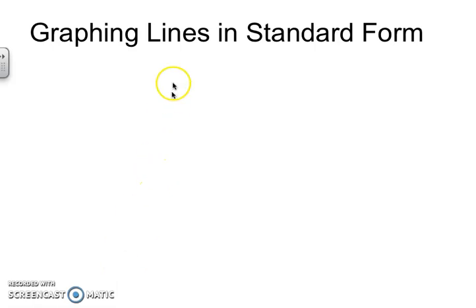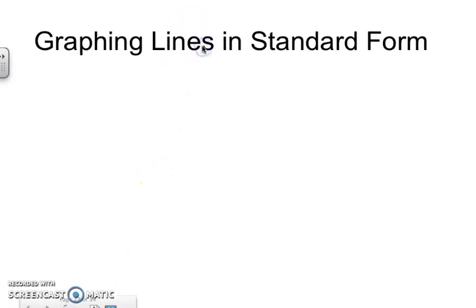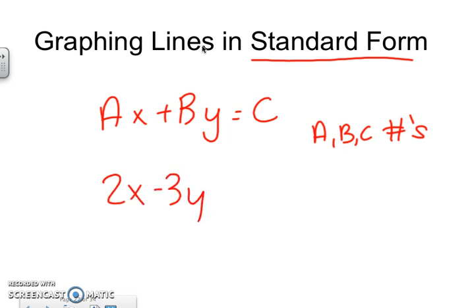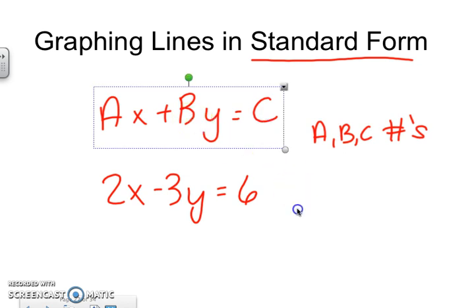Okay, so here's a video on how to graph lines in standard form. Standard form is ax plus by equals c, and a and b and c are just numbers. So you might have a problem that looks like 2x minus 3y equals 6. So that is what an equation in standard form looks like.